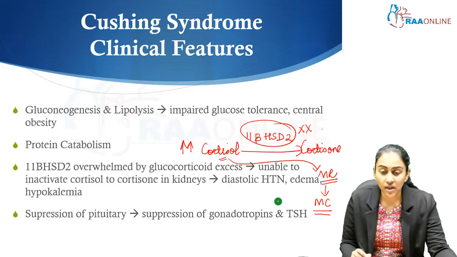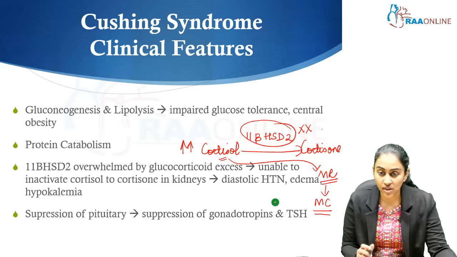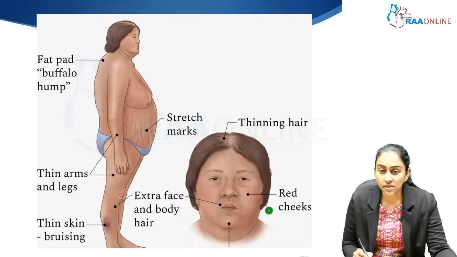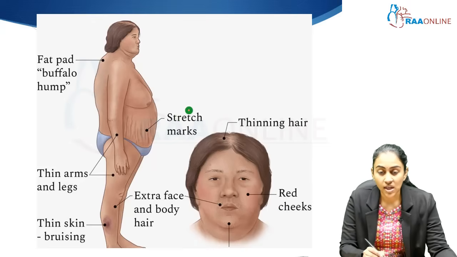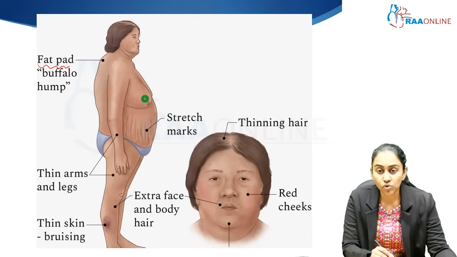Then what is going to happen? There is going to be a suppression of the pituitary. Because of all the glucocorticoid excess, there is going to be suppression of TSH and the gonadotropins. Now, this is typically how a Cushingoid patient looks. The patient has central obesity, has a buffalo hump which is characterized by a dorsal neck pad, has a protuberant belly with purplish wide stretch marks, usually more than 1 centimeter wide and deep.